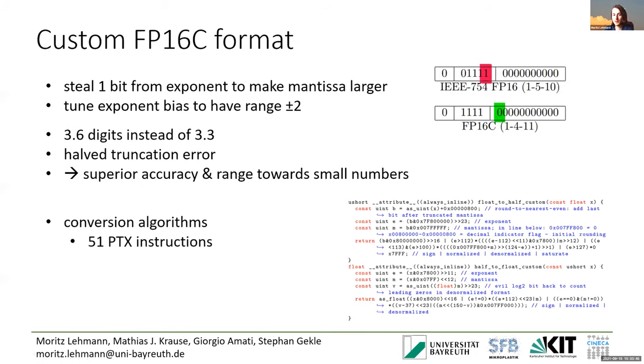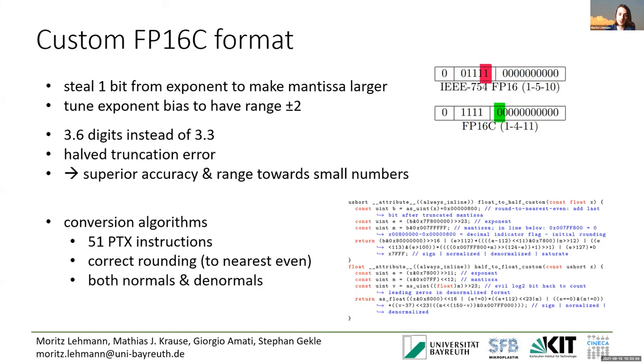Overall, one conversion back and forth is 51 assembly instructions. So it's quite math intensive. It does correct rounding to nearest even, and it handles both normals and denormals, which is essential to cover tiny numbers. And the algorithm itself is only integer arithmetic, so any GPU and any CPU can handle it.